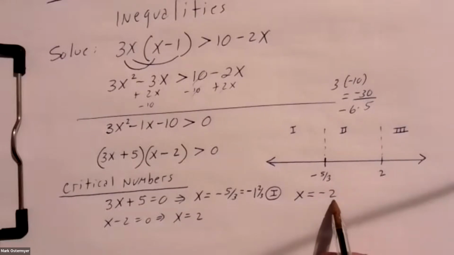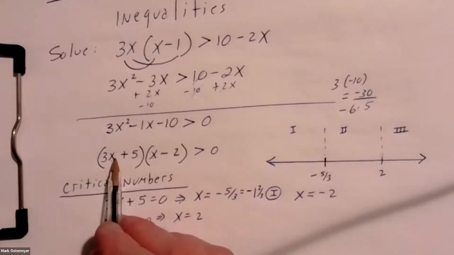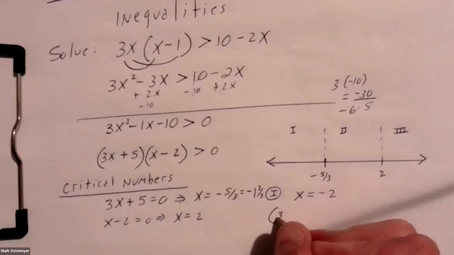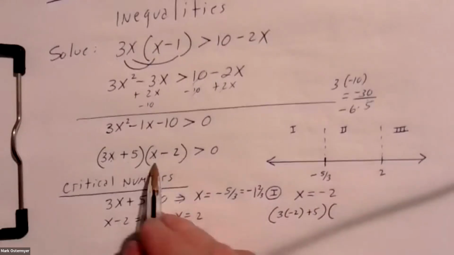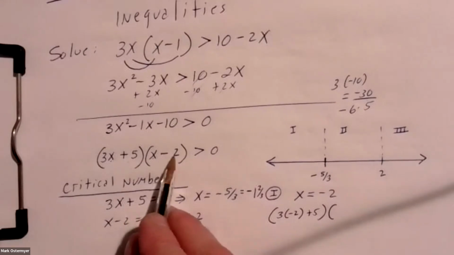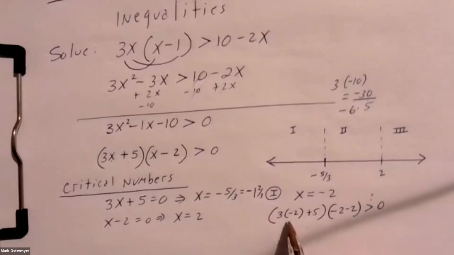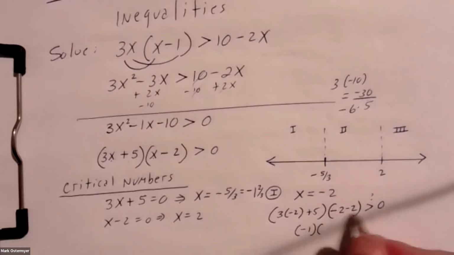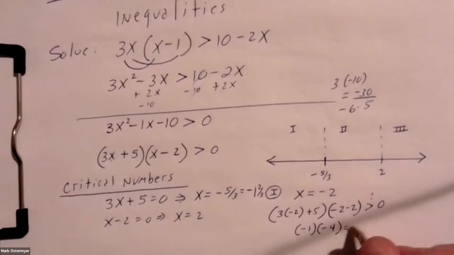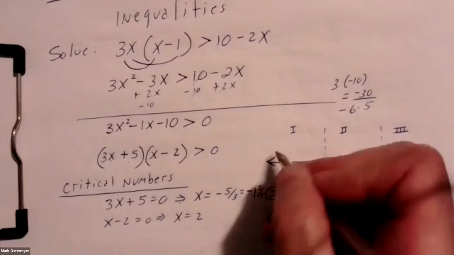Therefore, letting x be -2, let's put -2 into our quadratic inequality and see if -2 is a solution. So is 3 times -2 plus 5 times -2 minus 2 greater than 0? Well, this gives you -6, and -6 plus 5 is going to be -1, and this is going to be -4. Is -1 times -4, which is 4, greater than 0? Is that true or false? That's true, isn't it? So it looks like this first interval will produce solutions.